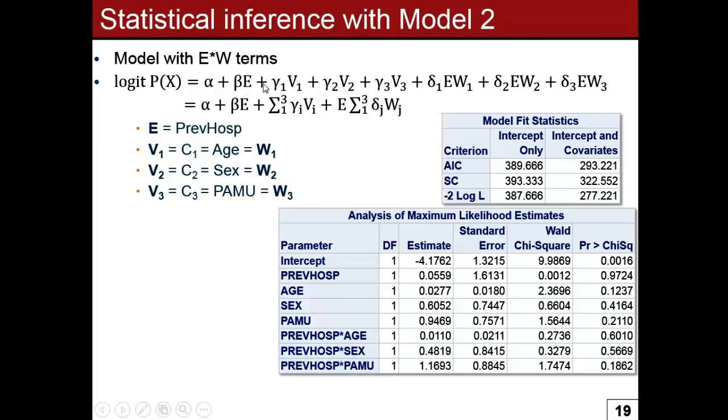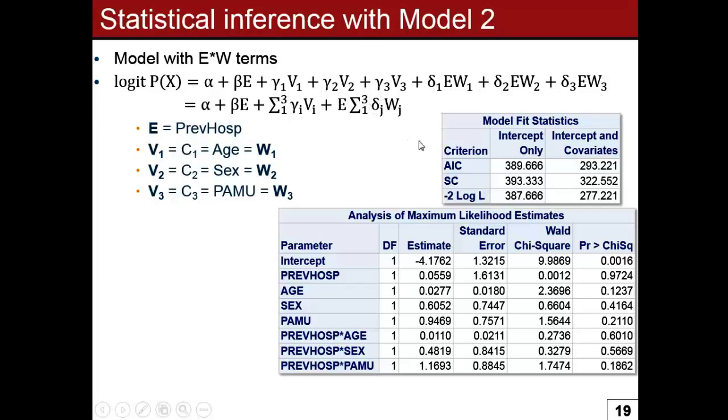Here's one way to write the model: alpha plus beta times exposure, gamma 1, V1, and so forth, and then delta 1 times E times W1, and then up to delta 3, E times W3. We can simplify the way we write this. This is the simpler way to write the model. We just use these summation signs and say we've got 3 confounders and 3 effect modifiers.